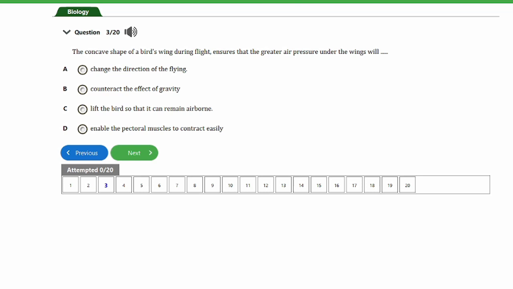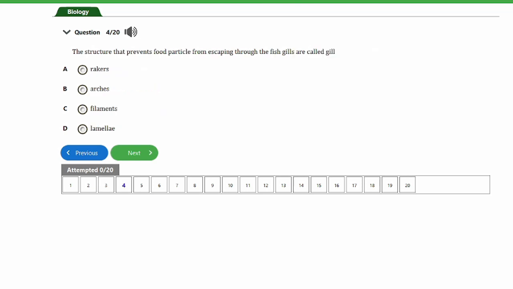So guys, the answer to this question is option C, and that's lift the bird so that it can remain airborne. The concave shape of the bird's wing during flight creates a pressure difference between the top and bottom of the wing. Now, this pressure difference generates a lift, which helps the bird to remain airborne. So let's look at the next question.